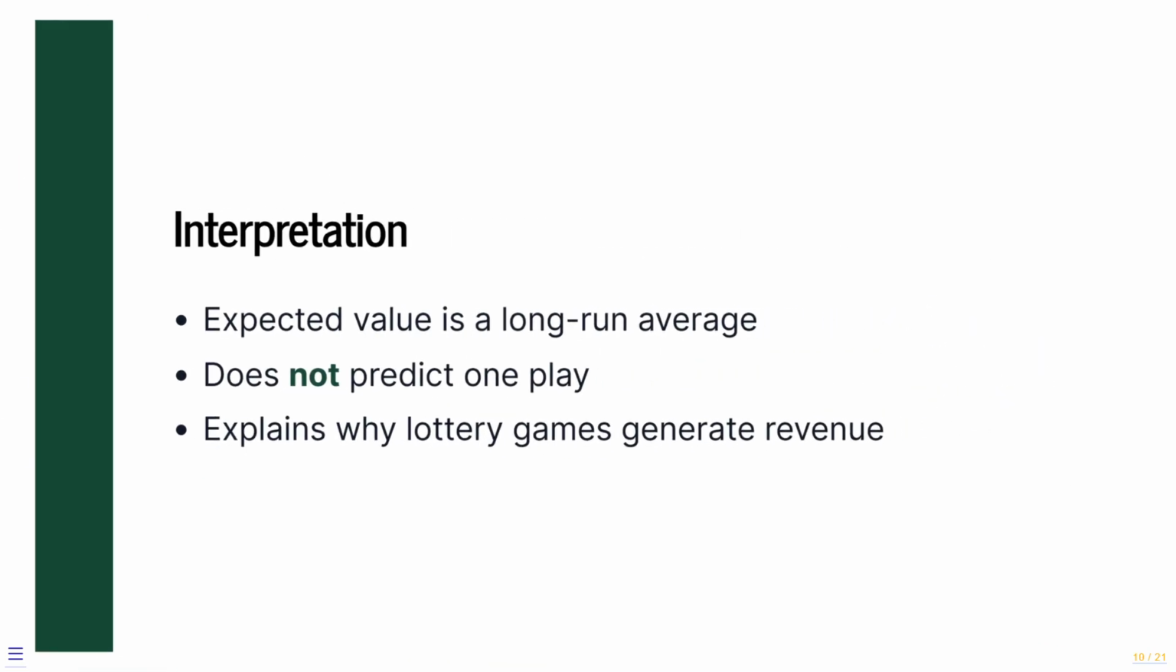The interpretation of expected value is crucial. It represents a long-run average, not a guaranteed outcome. A person may win or lose on any single play, but over many repetitions, the average gain approaches the expected value. This is why expected value is so useful in decision-making and in understanding systems like gambling or insurance, where outcomes vary but probabilities are known.